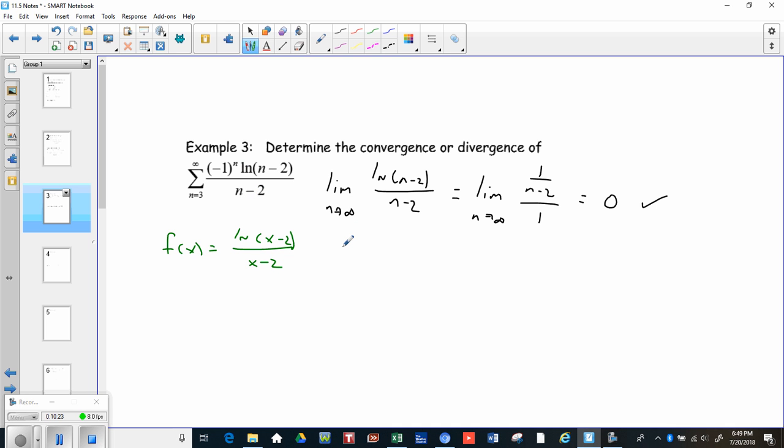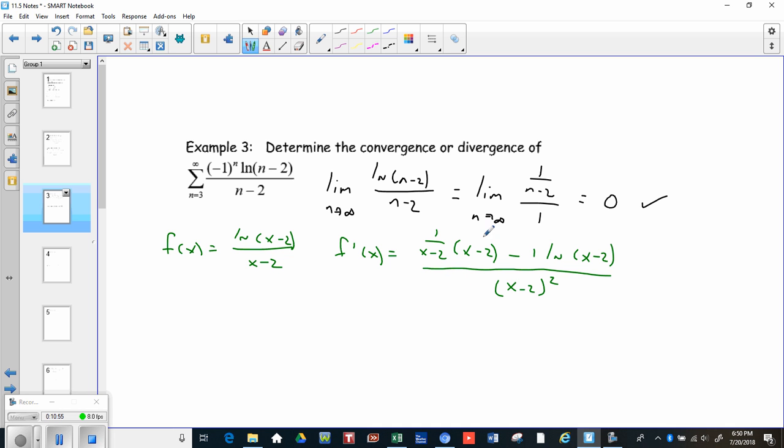So f prime of x, let's see, the derivative of the top, 1 over x minus 2, times the bottom, x minus 2, minus the derivative of the bottom, which is 1, times the natural log of x minus 2, which is the top, all over the denominator squared.